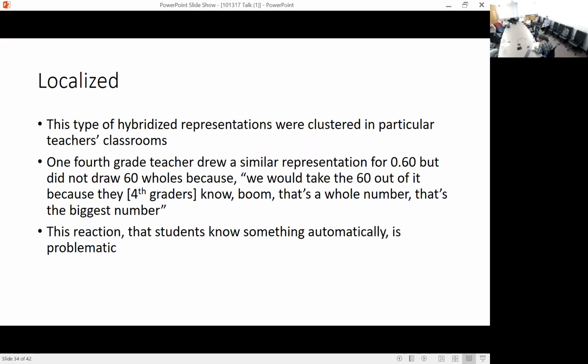One teacher drew the similar representation for 6/10, but didn't draw 60 holes, saying we would take the 60 out of it because the 4th graders know, boom, that's a whole number. That's the biggest number, which I think is a little problematic.